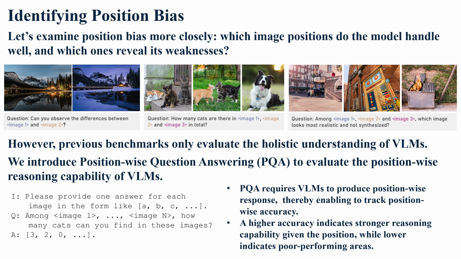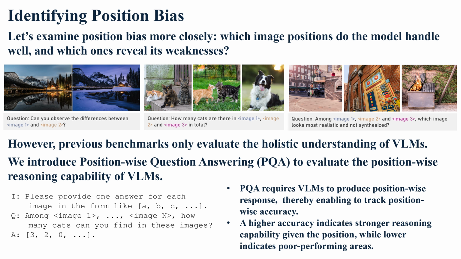So to have a closer look at such position bias, we ask the question: which image positions is the model good at, and which positions are the model's weakness? To investigate this, we introduce position-wise question answering, PQA, a new task to evaluate the position-wise reasoning capability of vision language models. Unlike previous benchmarks that only give the global or holistic accuracy to a question, PQA requires a model to provide separate answers for each image.